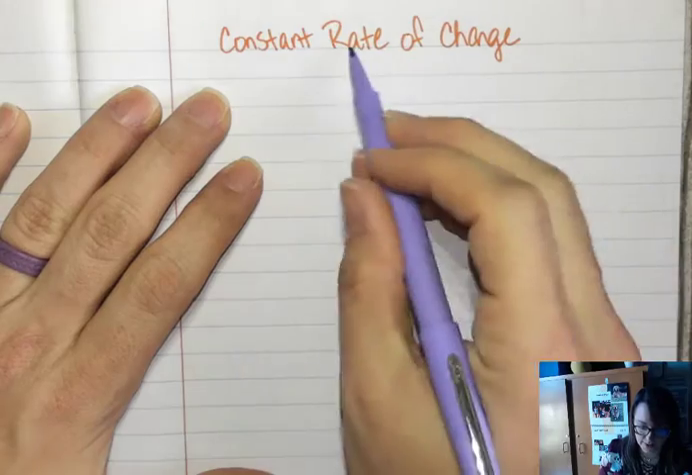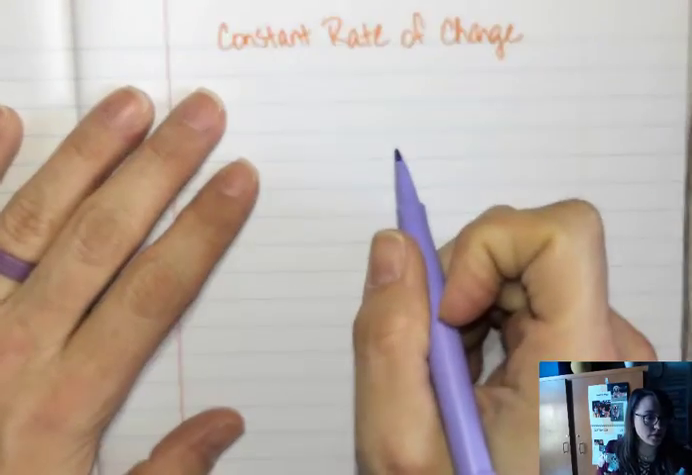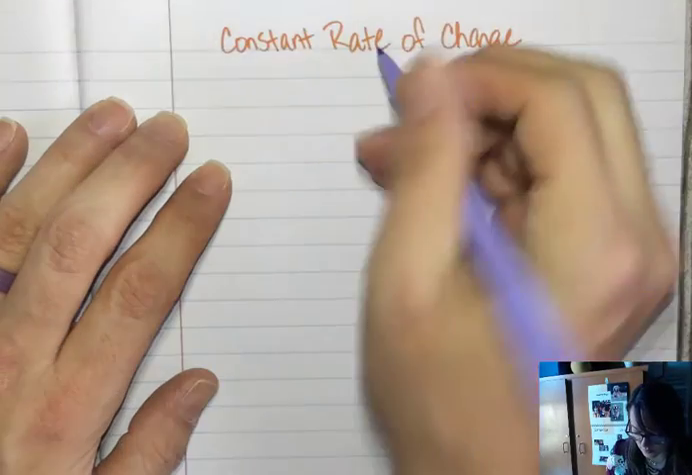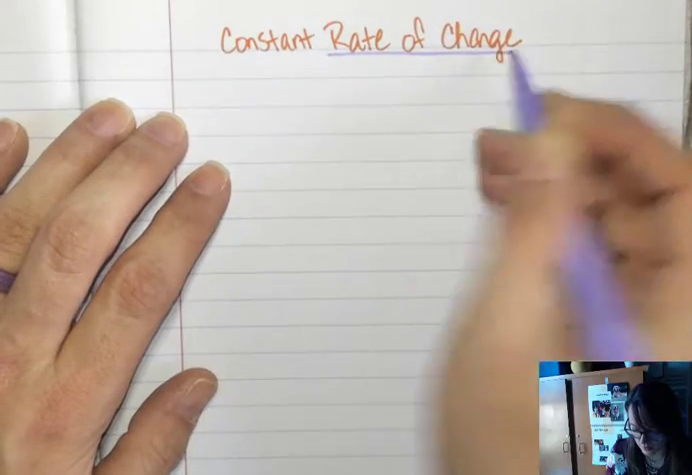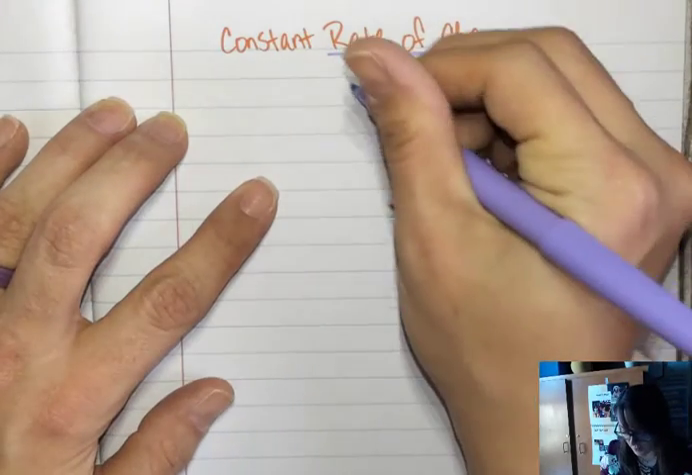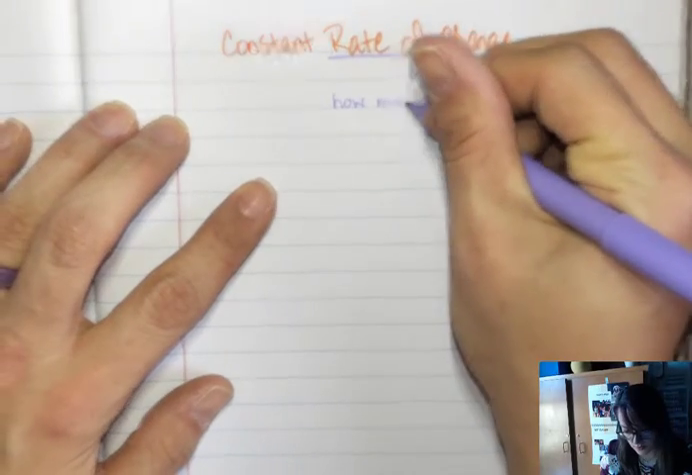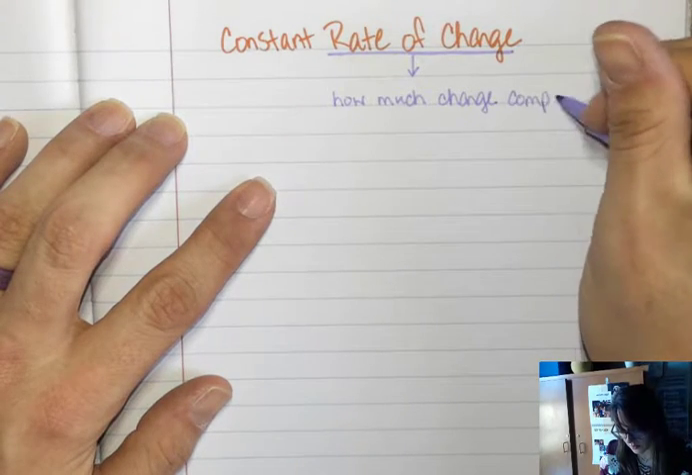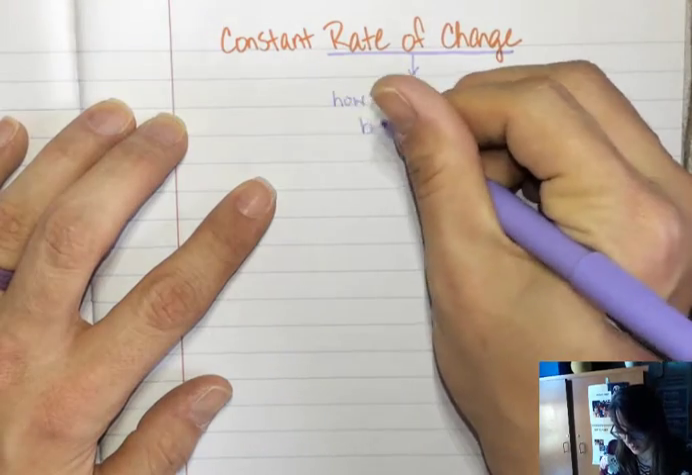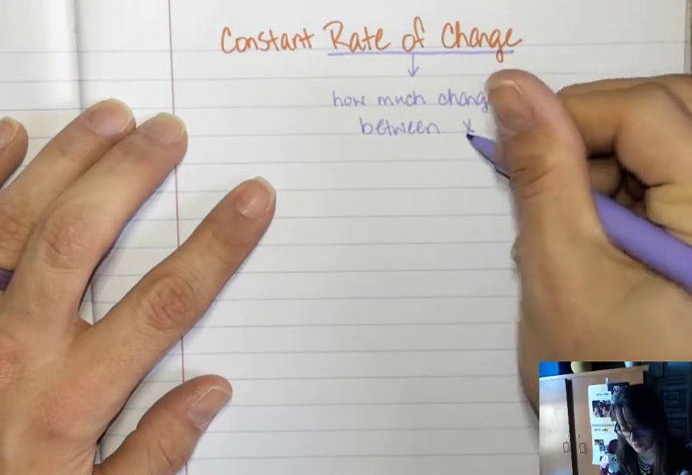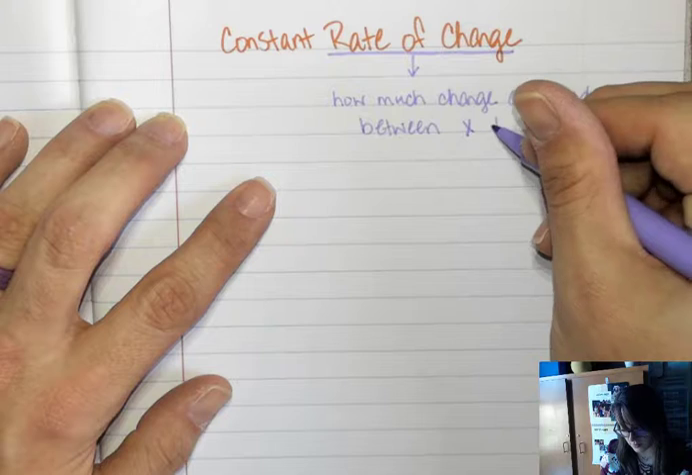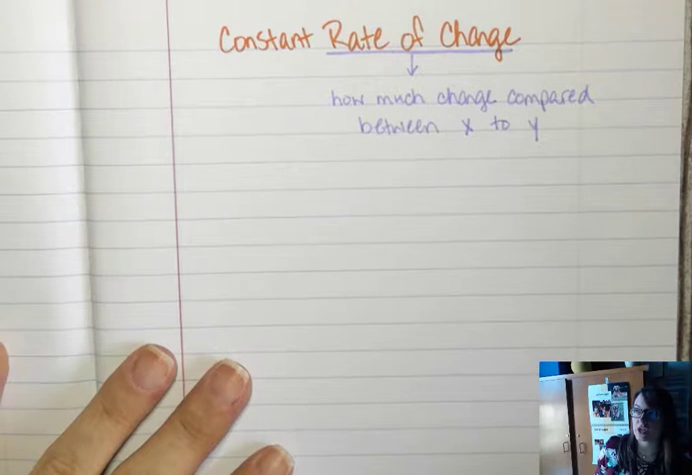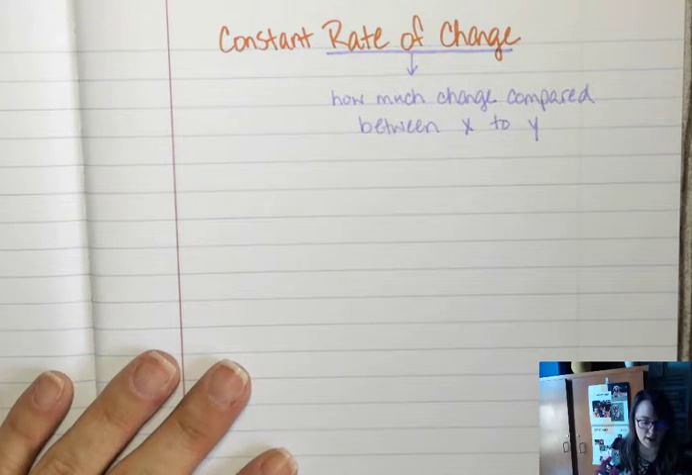All right, when we're talking about rate of change, we're looking at how much it's changing from X to Y. So rate of change is how much change compared between our X value and our Y value. So we're comparing how much it's changing, taking into account X and Y.